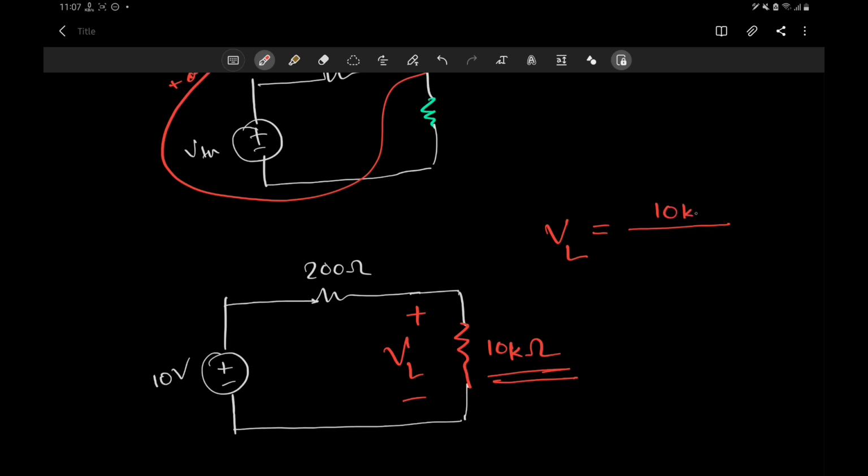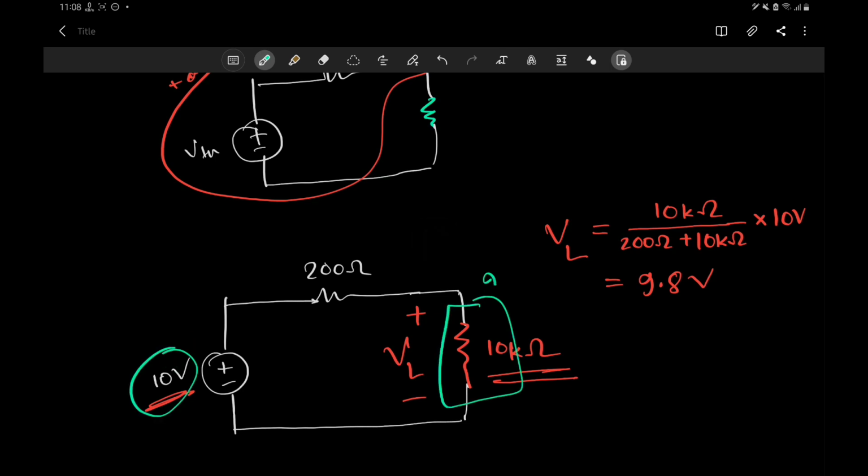So we have 10 kilo ohm on top, and at the bottom we have 200 ohm plus 10 kilo ohm, the whole series resistance, and everything times 10 volt, because we have a 10 volt supply. If you do the calculations, you will get 9.8 volt. So out of this whole 10 volt, we have 9.8 volt across our light bulb, and only 0.2 volt across this 200 ohm.